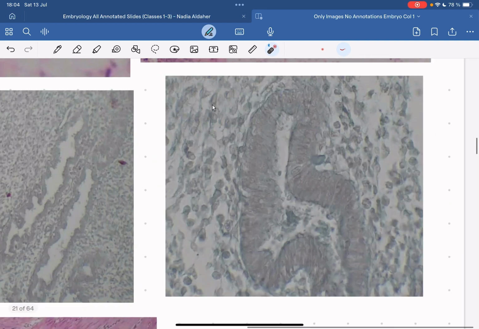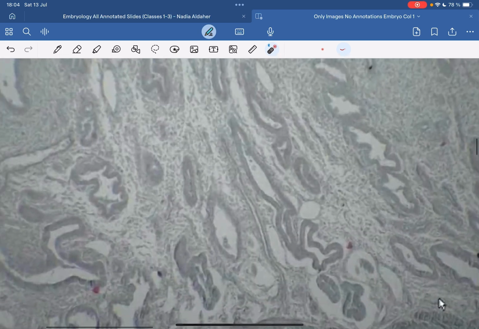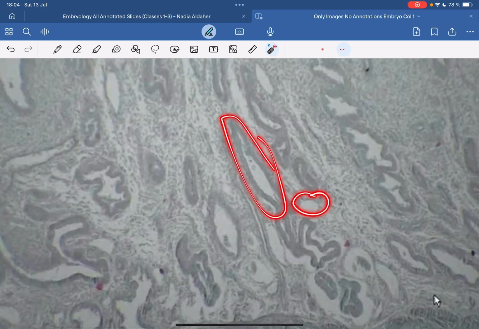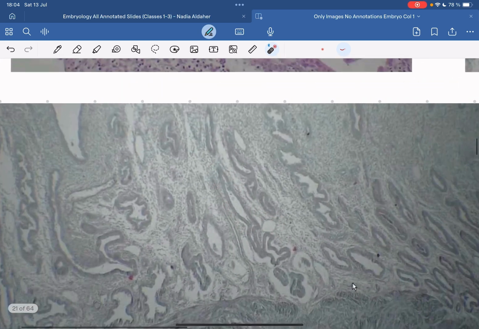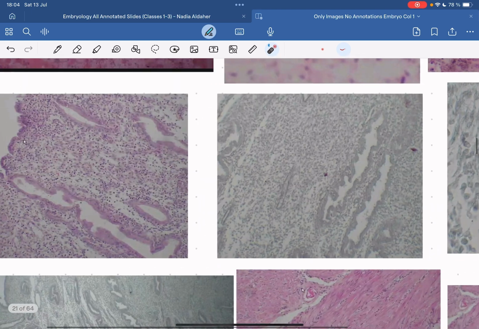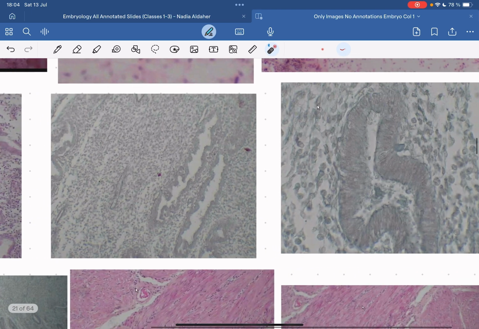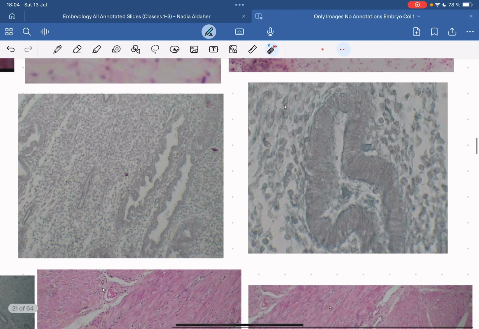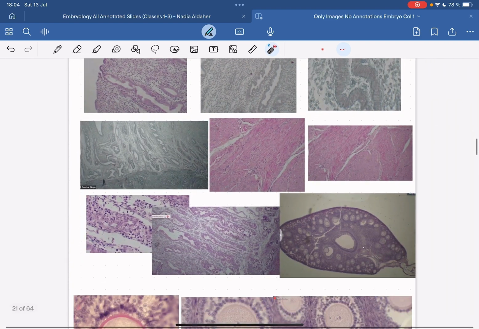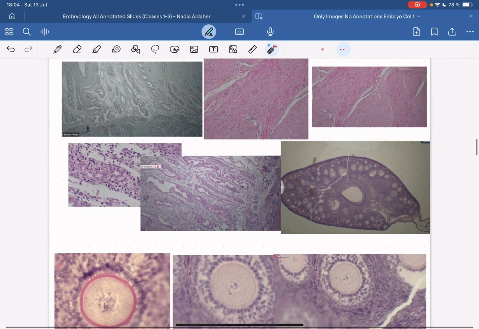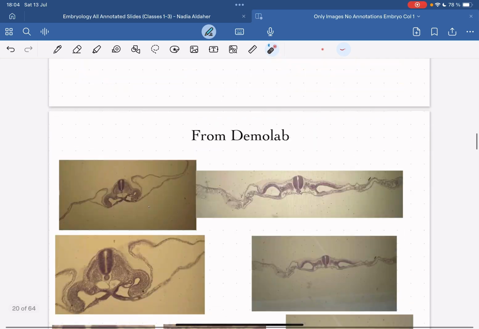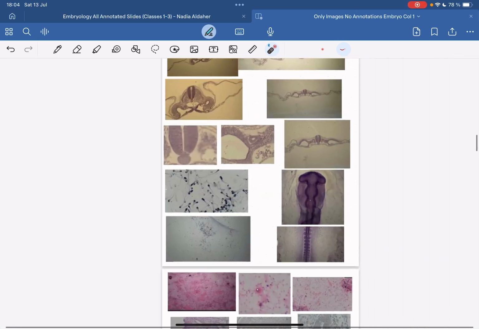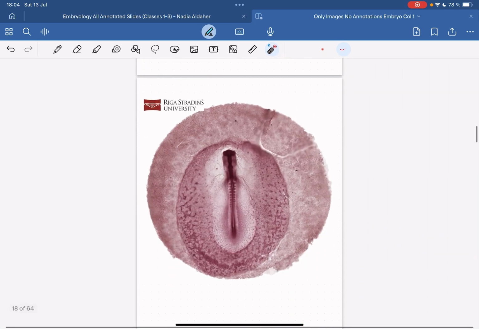I think that's it. They could fool you and ask you about a blood vessel instead of the gland in the endometrium, just to double check your knowledge in differentiating a gland from a blood vessel. But other than that, I think that's it for the human uterus. Now we can get into a little bit about the total chicken embryo, which looks something like this.